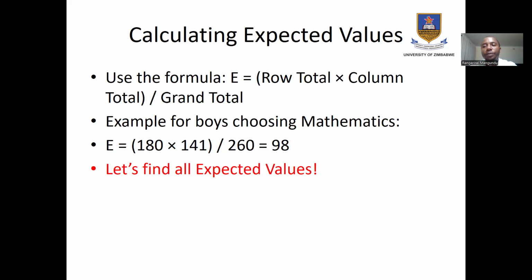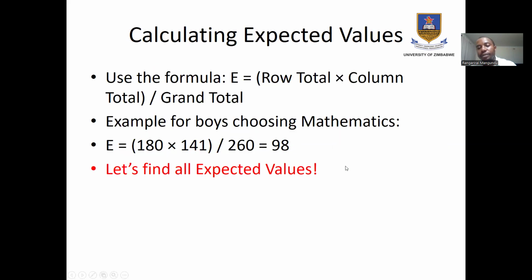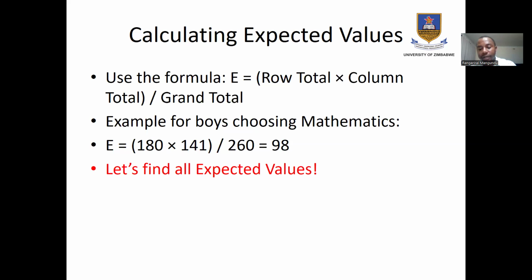We're going to pause a little bit. Grab your pen and paper, and let's find all the expected values from this contingency table. I'll pause a bit for you to see the values. All right. Yes, let's carry on now.